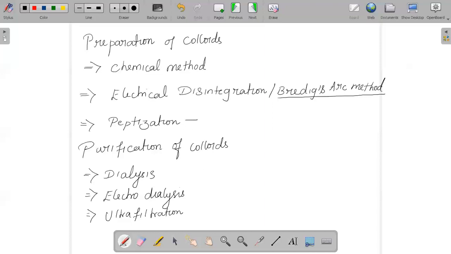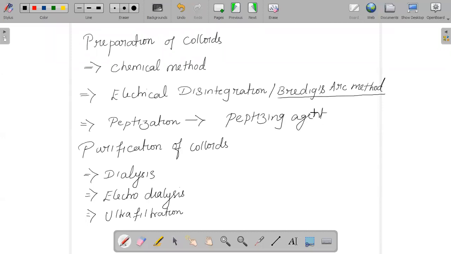The third method we use to prepare a colloid is the peptization method. In this, the process is for converting a precipitate into a colloidal sol by shaking it with the dispersion medium in the presence of a small amount of electrolyte. The electrolyte we use in the method of peptization is called the peptizing agent.